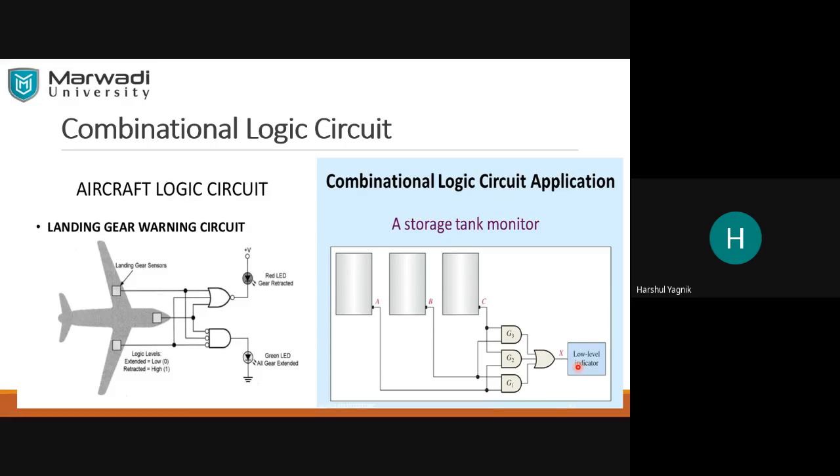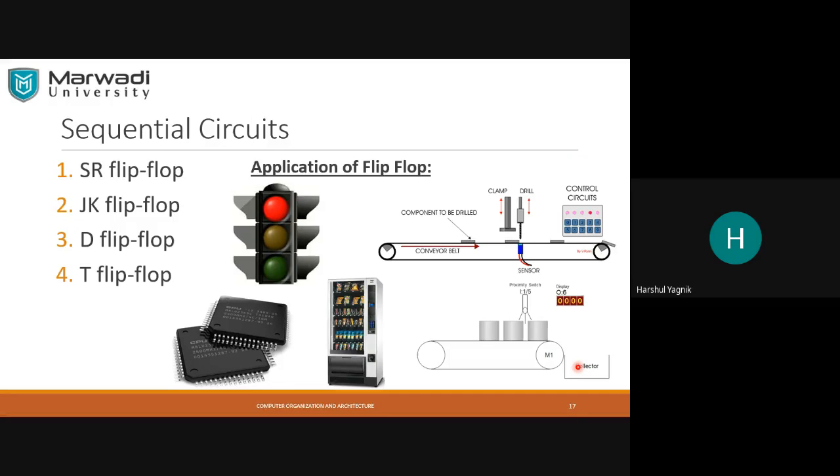Clear? So for this circuit also, the present output, the indicator light, depends on the present state of inputs only, that is coming out from the sensor. But then there are certain circuits which are sequential circuits, where the output of the circuit does not depend just on the present input, but it also depends on the previous state, input or output.